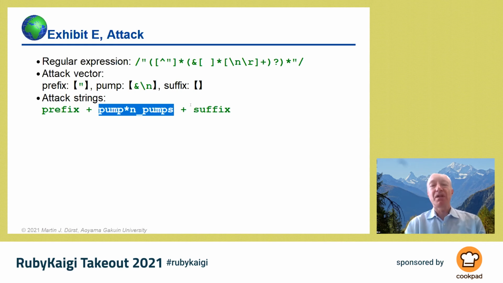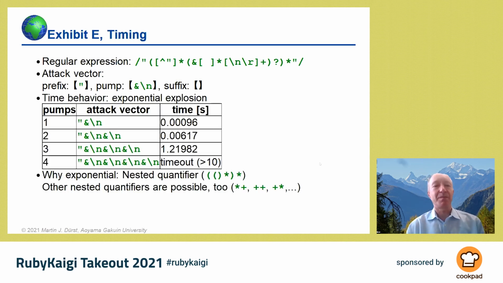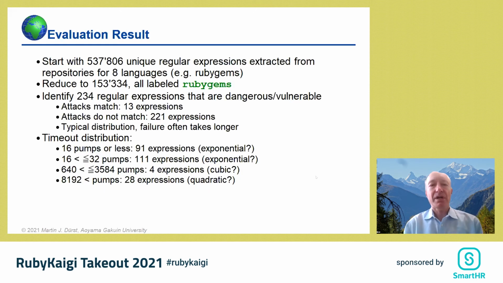And then we have the suffix. Often the suffix is nothing, but sometimes it's something. And then the timing here, you see, even just with a very short version, with a few pumps, it quickly times out. It's exponential. And the reason for that is these nested quantifiers. Okay, here are some more results that I got.